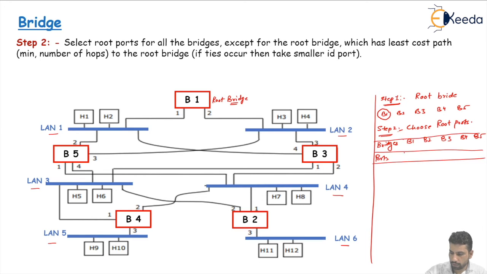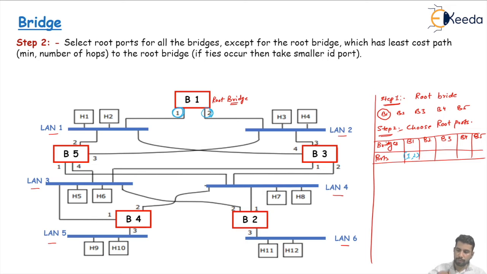I will make a table for you guys for simplicity. Now let's see how we should choose these things. From bridge number 1 we have both. We need to choose both as the root ports. So both 1 and 2 are the root ports, because from both sides of the root bridge the packets are accepted and forwarded.